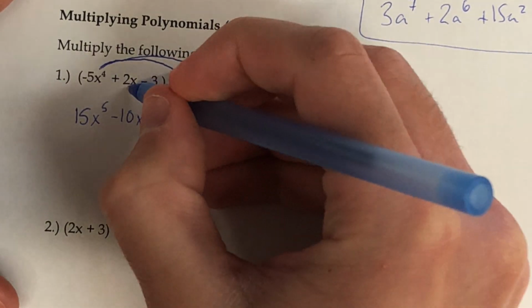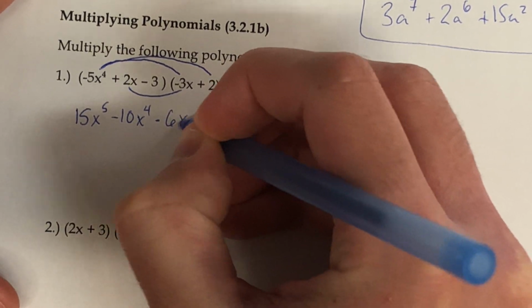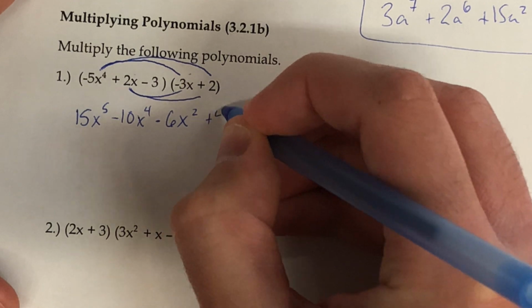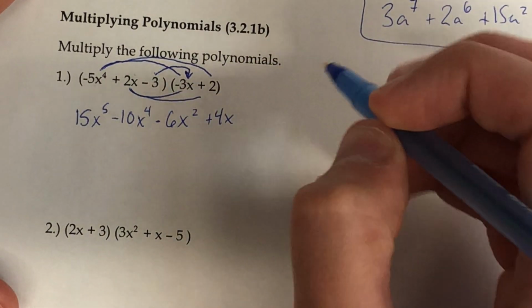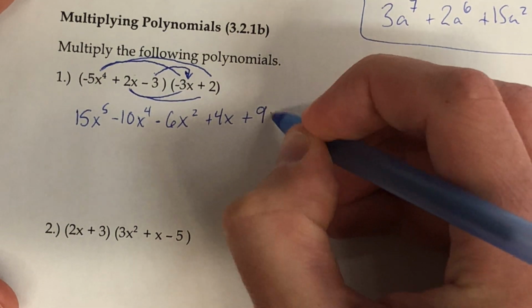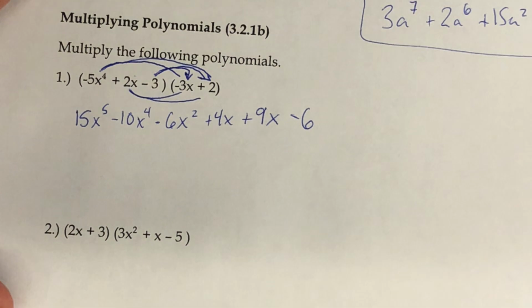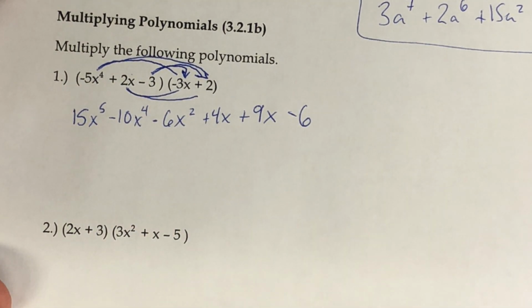Then we move to 2x. 2x times negative 3x. 2 times negative 3 is negative 6. X times x is x squared. 2 times 2 is 4 times x. Then on to negative 3. Negative 3 times negative 3 is positive 9x. Negative 3 times 2 is negative 6. Just make sure you multiply everything from the first by everything from the second.